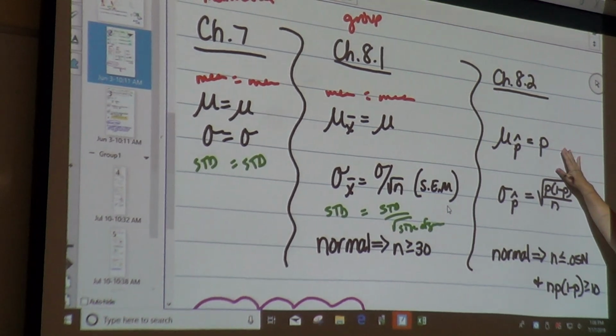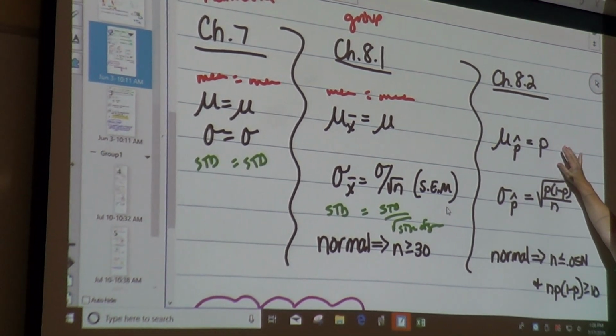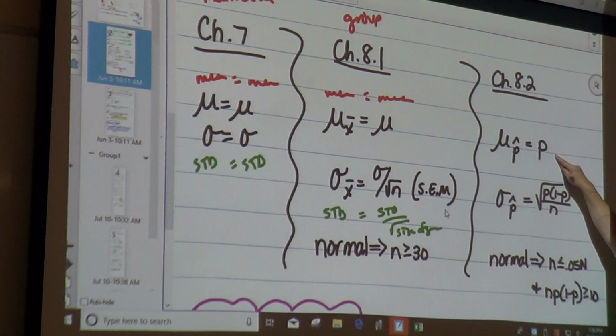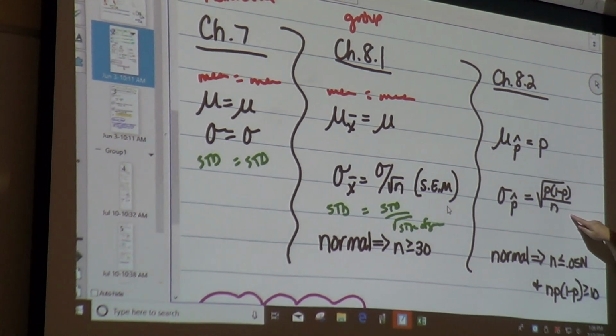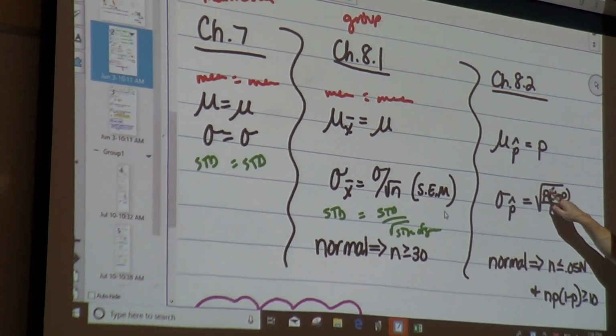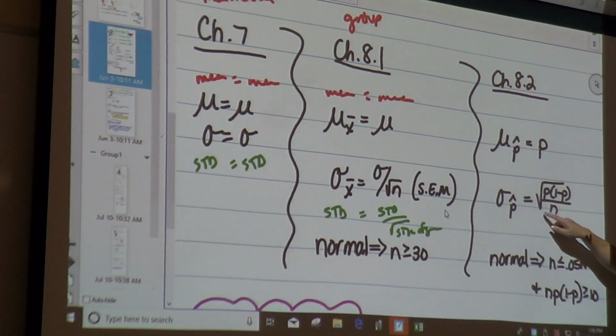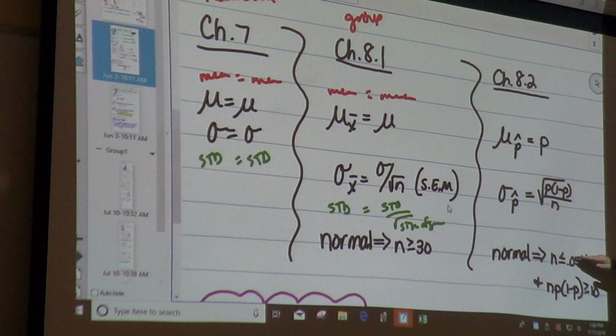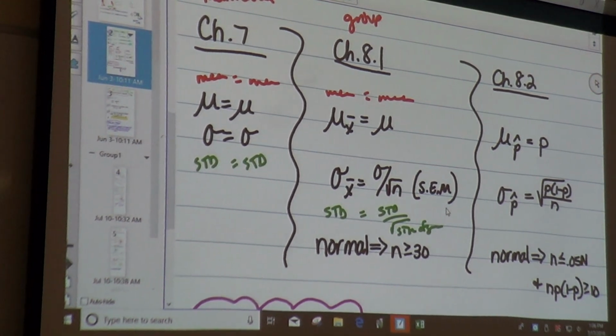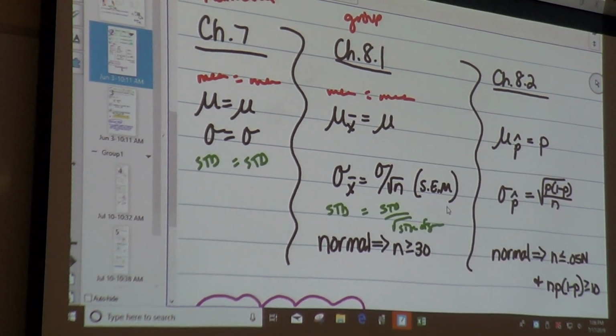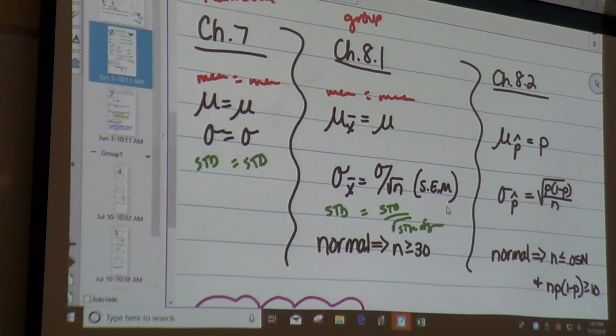If it has a p in it, a percent, your mean is going to be your percent. Your standard deviation is going to be the square root of your percent times 1 minus your percent divided by the size of the sample. And then these two tests are going to tell me whether it's normal or not. So those are the three types of problems.